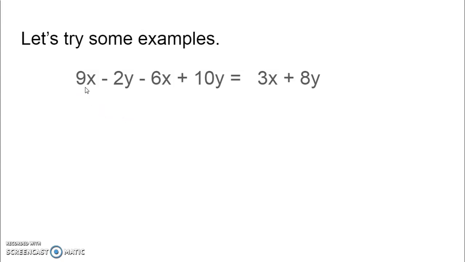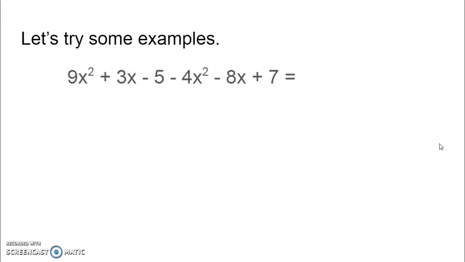I could have also said 9x combined with a negative 6x. That gives you positive 3x. And I could have done it this way: 10y minus 2y gives you 8y. I prefer that people think about these as negatives and positives. I'll be getting more into that later, and I'll get more into why it's better to think about them as negatives and positives. But hopefully that made sense.